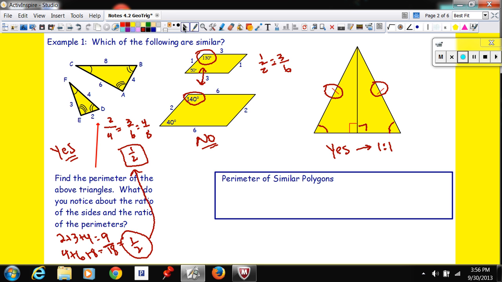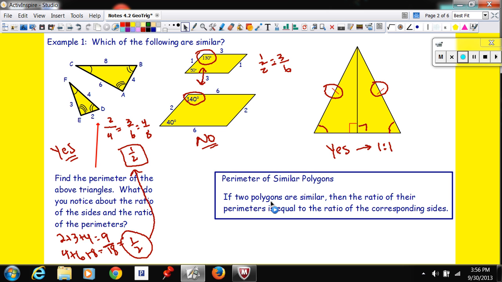So we could basically say that the perimeter, if two polygons are similar, which we already found out they were, then the ratio of their perimeters has to equal the ratio of their sides. Their perimeter ratio is going to equal the same as the side ratio. Those are going to be always equal when you have similar figures.